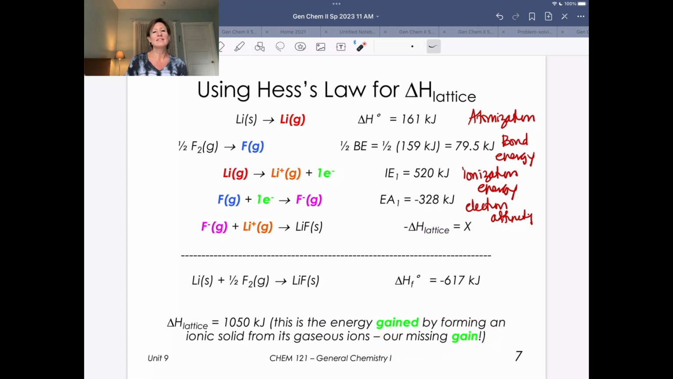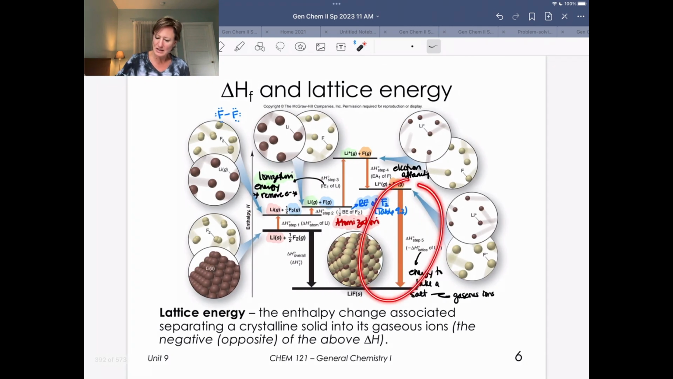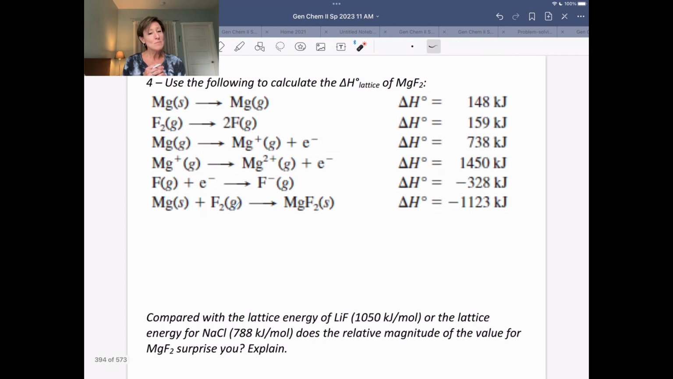Again, that was that missing gain that we had here, when we were first looking at this problem, we were saying, what was this? So lots of different ways you can manipulate these. I'm going to do one more piece here and have us think about this, okay? So this is sort of a giant Hess's law problem, looking at this lattice energy. So this is looking at the same kind of piece.